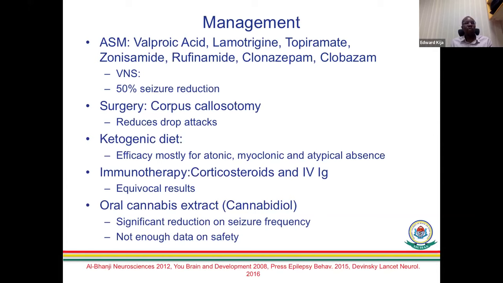Ketogenic diet is also useful in patients with LGS, and it's mostly efficacious for the atonic, myoclonic, as well as the typical absence seizures. Immunotherapy, corticosteroids, and intravenous immunoglobulin have been used in some patients with LGS with some equivocal results, particularly when the seizures become more frequent. There have been recent studies looking at the use of the cannabis extract, cannabidiol, and there are some positive results showing a significant reduction in seizure frequency. But there is not enough data to suggest routine recommendation for its use, particularly concerning the safety of cannabidiol.